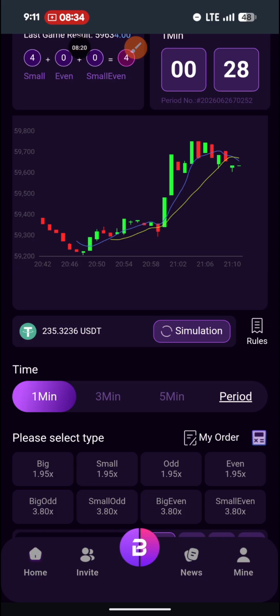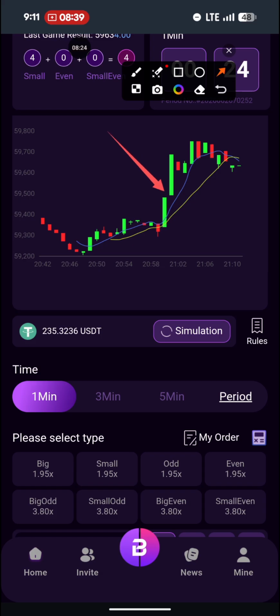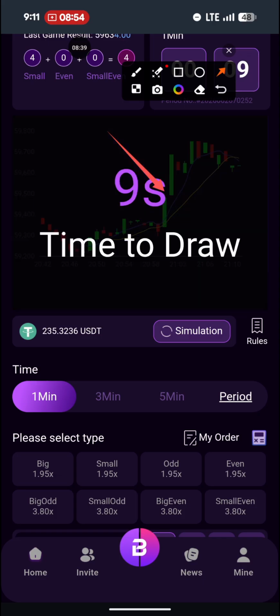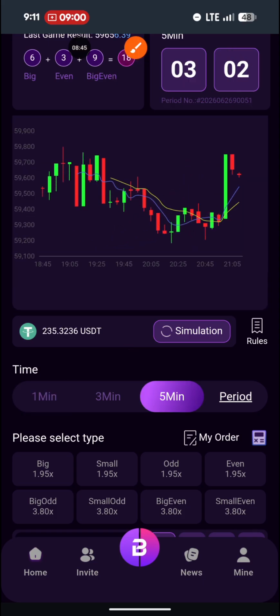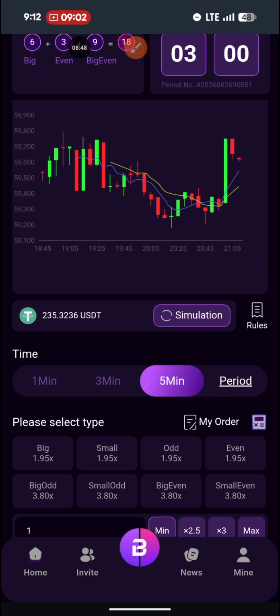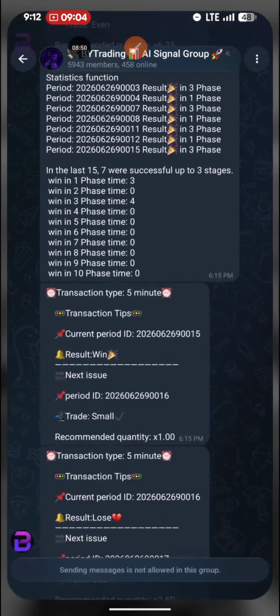On this page now, you can see we have candlesticks here. They call these things candlesticks. You understand? They show the movement of a price in the market in the form of candlesticks. Now, since the signal that was sent said 5 minutes, you click on 5 minutes. Once you click on the 5 minutes, you go back to the group again.